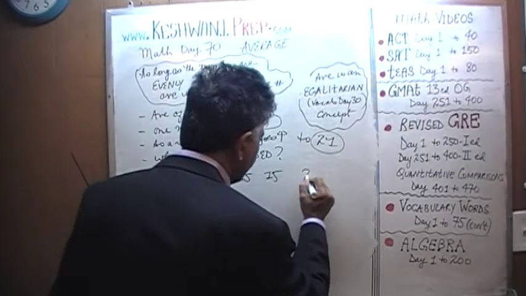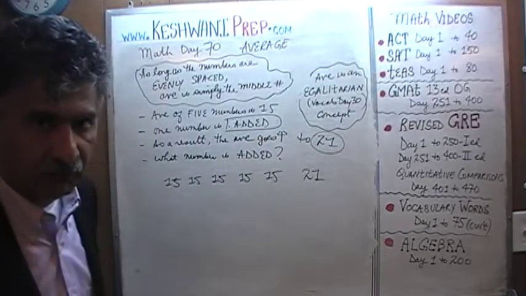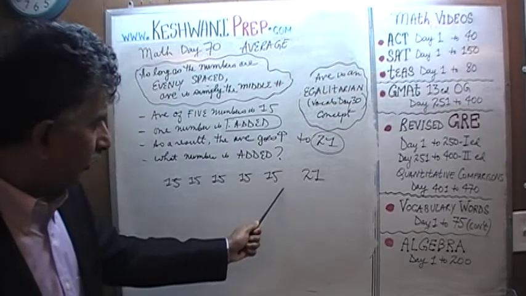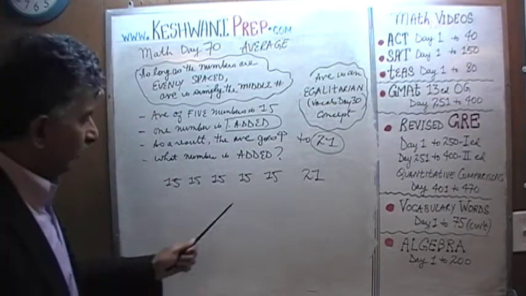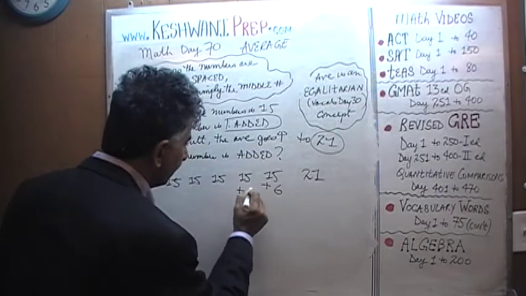The average shoots up to 21. So this new guy that we're adding, first of all, he needs to be 21 himself, and then he also needs to make up for all the deficiency that we see here. In order for this guy to be 21, we need to give him 6.